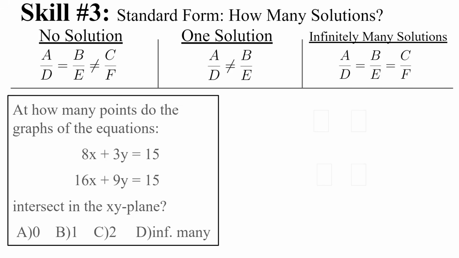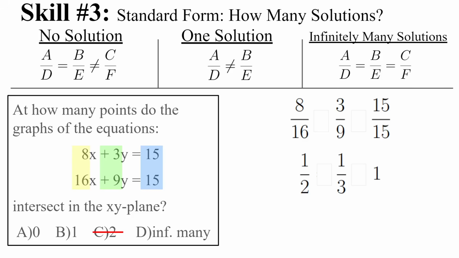Okay, at how many points do the graphs of the equations intersect in the xy plane? So we're going to first write down, identify, can't be 2. We're going to identify all those constants, and then we're going to put them into our proportions. So 8 over 16, 3 over 9, 15 over 15. Now we're going to simplify all these. So we get 1/2, 1/3, and 1.